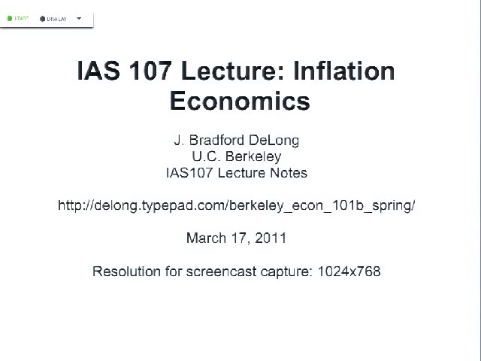Okay, let's get started. So far, we've run through two of the four pieces of macroeconomics, growth economics and depression economics. There are two big pieces left: inflation economics and government budget economics, debt and deficit economics. Today we get to start on inflation economics.